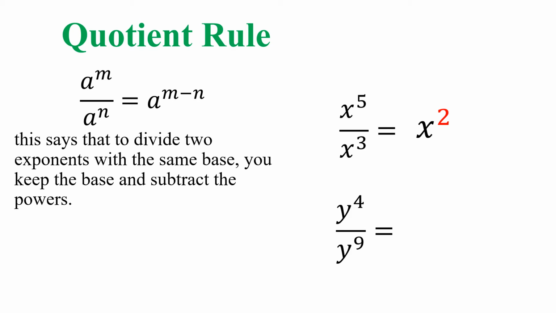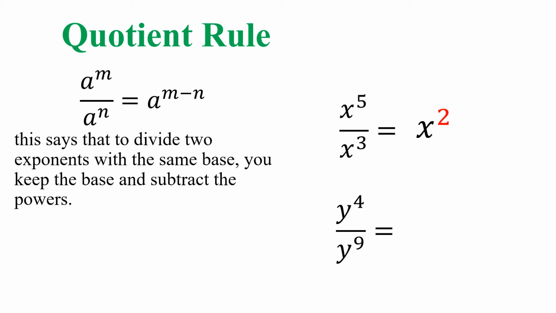So in the first example, we have x to the power of 2 because you subtract 5 minus 3, you're going to get 2, right? And for the second example, when you subtract 4 with 9, you're going to get negative 5. However, we don't want the negative on the power. We can take a look at this one.